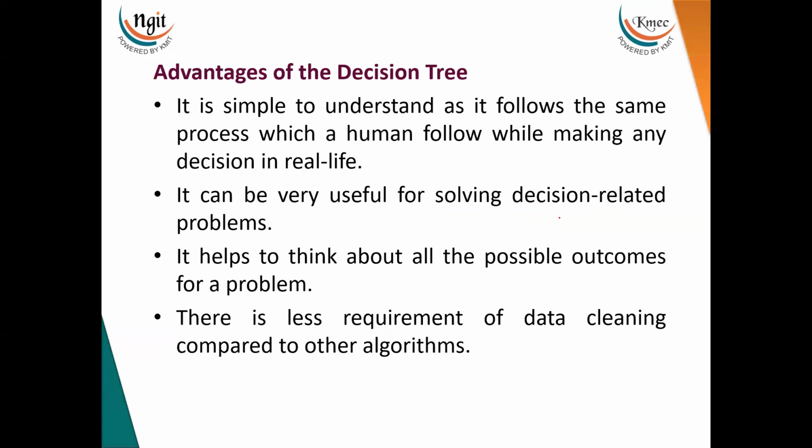So what are the advantages of the decision tree? First, it is simple to understand, because it is the same process a human follows while making a decision. In the same way, the decision tree also does. It is useful for solving decision related problems, and it helps to think about all the possible outcomes for the particular problem statement you have chosen. There is also less requirement of data cleaning compared to other algorithms.